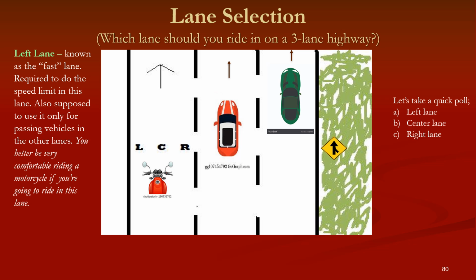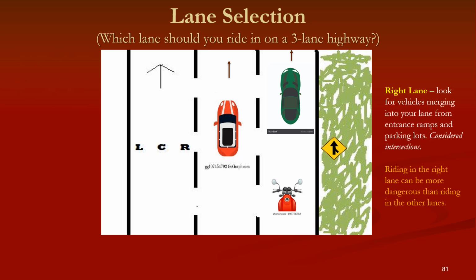If you're going to be in that left lane, it's known as the fast lane. It's technically not, but you're required to do the speed limit in this lane, and it's also supposed to be used only for passing vehicles in other lanes. So you better be very comfortable riding a motorcycle if you're going to ride in this lane, because you've got to do at least the speed limit.